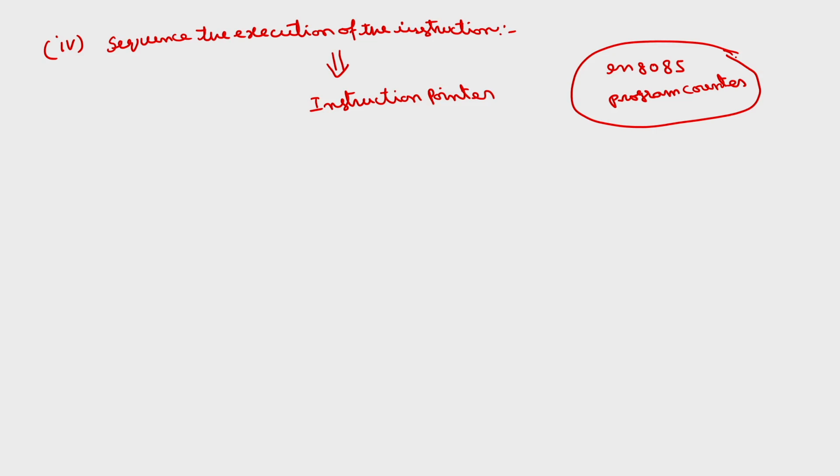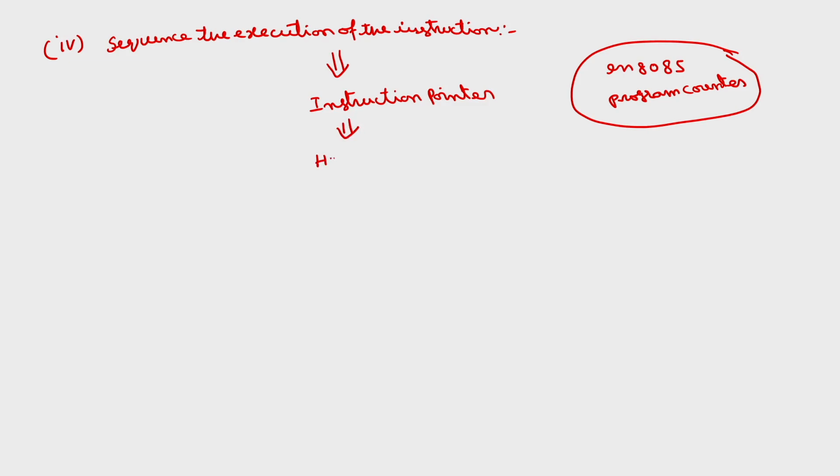So, instruction pointer always holds the address of the instruction which is to be executed next, but the address is again not a physical address, it is a logical address or offset. Instruction pointer holds the address of the instruction. This address is actually the effective address, or you can call it the offset address, 16 bit, not 20 bit, because the register is 16 bit length. So, the address of the instruction which is to be executed next.